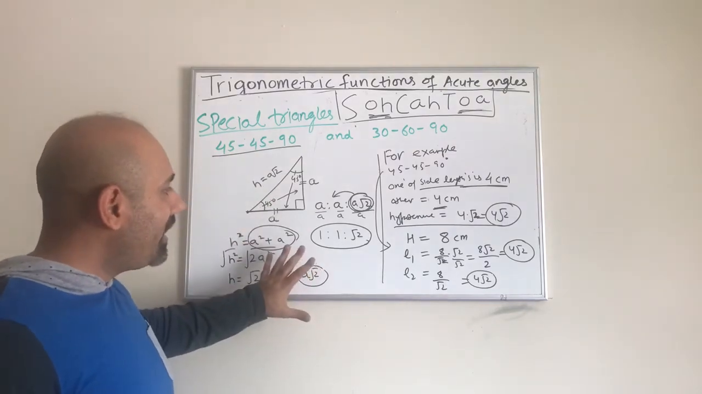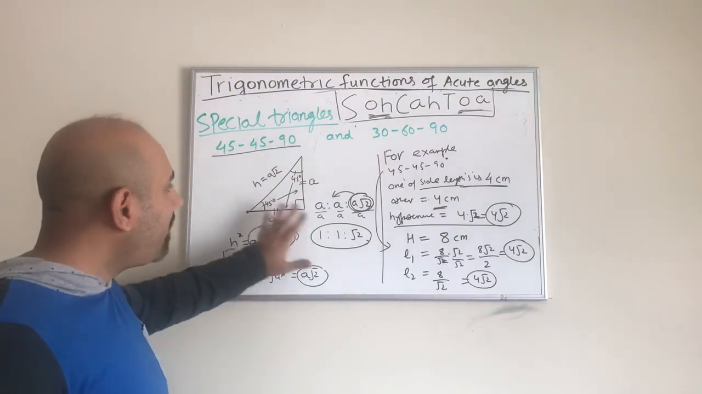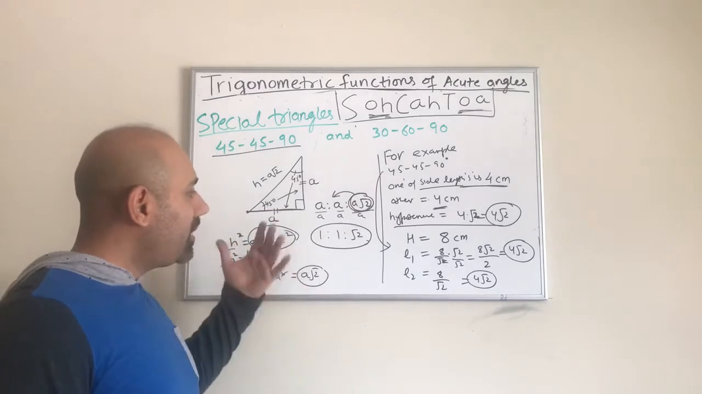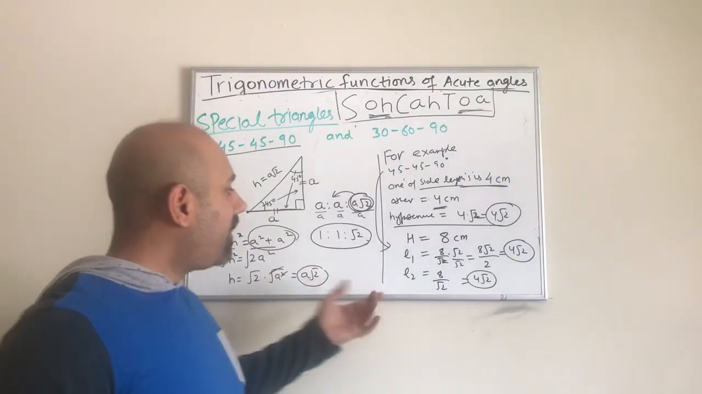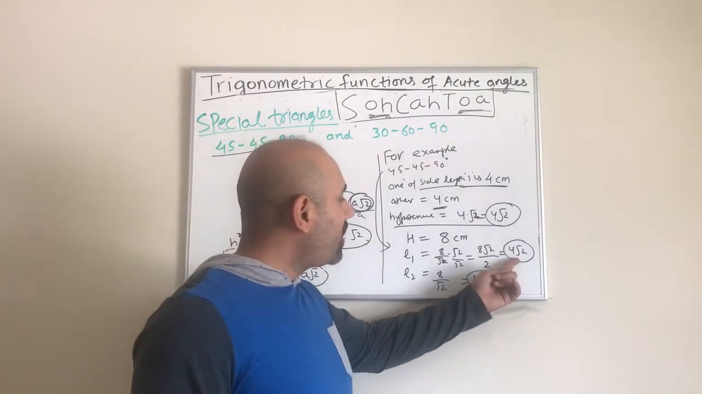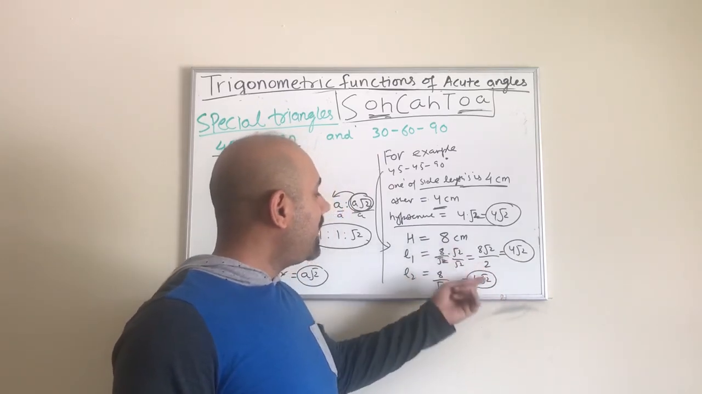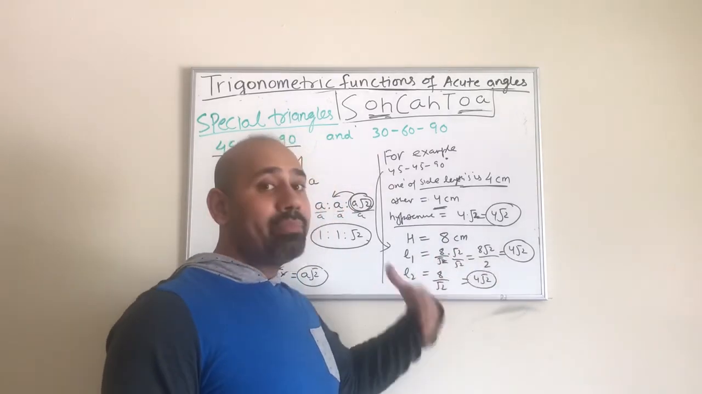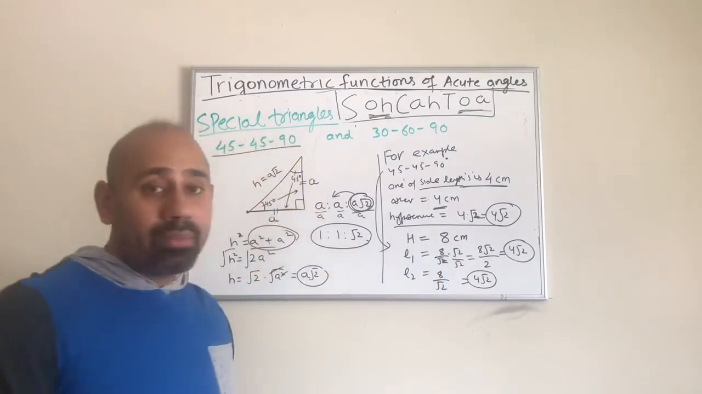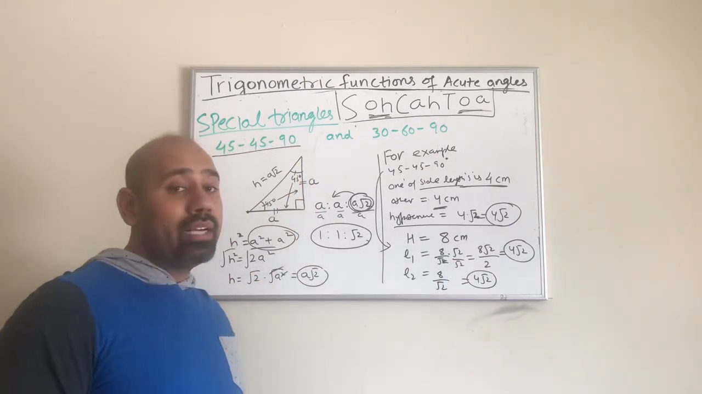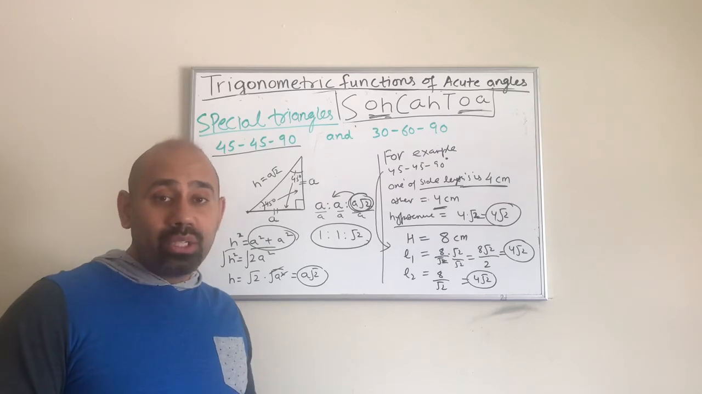Please take some notes on this and try to play around with some other values for the lengths and the hypotenuse. You can always verify whether these are valid values using the Pythagorean theorem: square this and square this, add them, take the square root, and see if you get 8. From there, you can confirm that these are actually the lengths of the other two sides, okay?